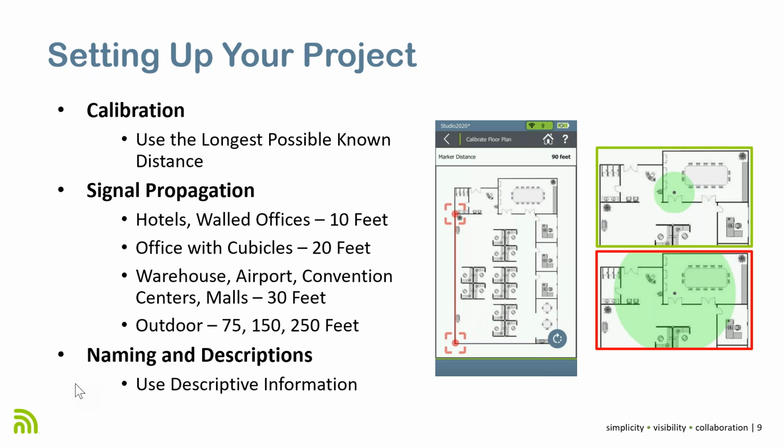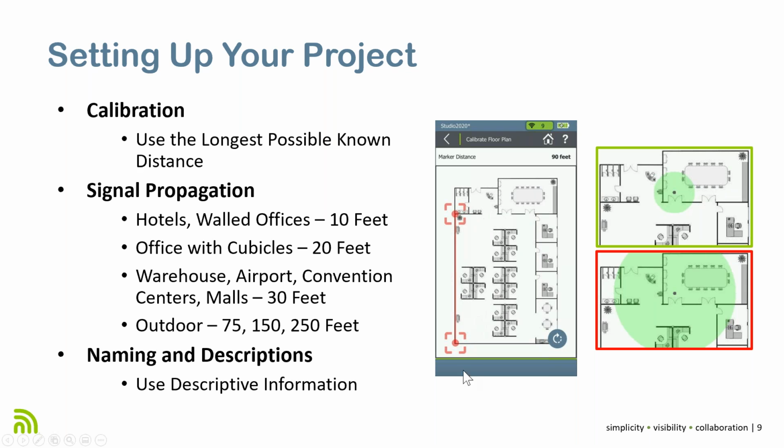One important tip here is that you should try to use the longest possible known distance to calibrate. Sure, you do have the option of saying, okay, I have this doorway, and I know it's 3 feet or 1 meter from one side to the other, and you can use that. Notice though that the shorter the distance you use for the calibration, the lower the accuracy of the calibration will be. So the recommendation is to use a longer distance if possible.